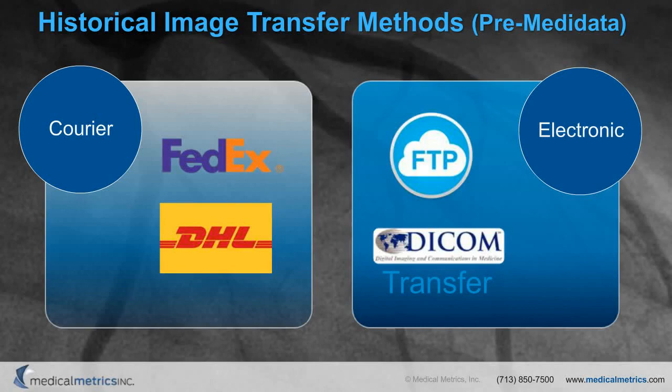Historically, before we adopted Medidata, we relied on two basic forms of image delivery: courier and basic electronic transfer. Courier shipping includes FedEx, DHL, and UPS. Basic electronic transfer methods include secure FTP, which is an internet-based file transfer method, and DICOM transfer, which is a method for transmitting electronic images between DICOM compliant systems. Before we adopted Medidata, secure FTP was the most common electronic transfer method that we used.